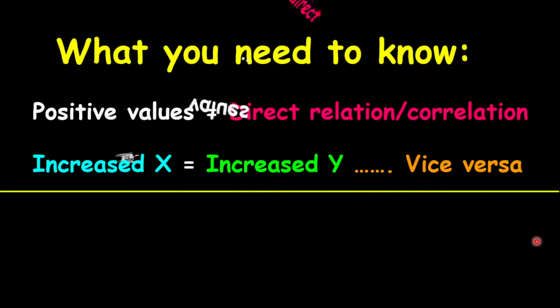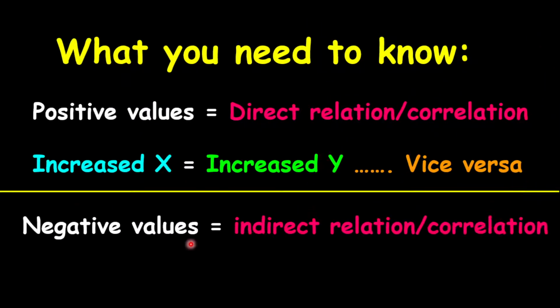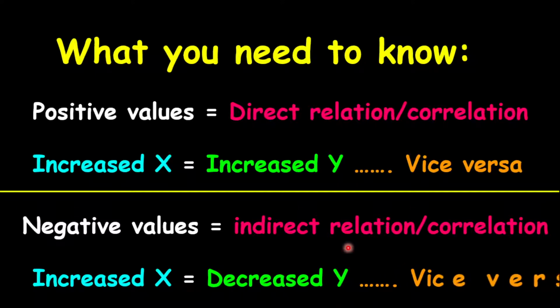It is also important to note that if the value of the coefficient is negative, then it is an indirect relation or correlation. What this means is that if there is an increase in variable x, there will be a decrease in variable y, and vice versa.